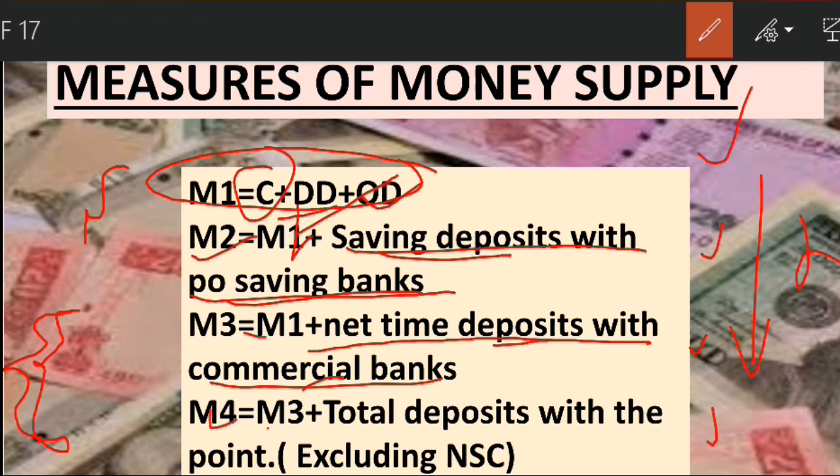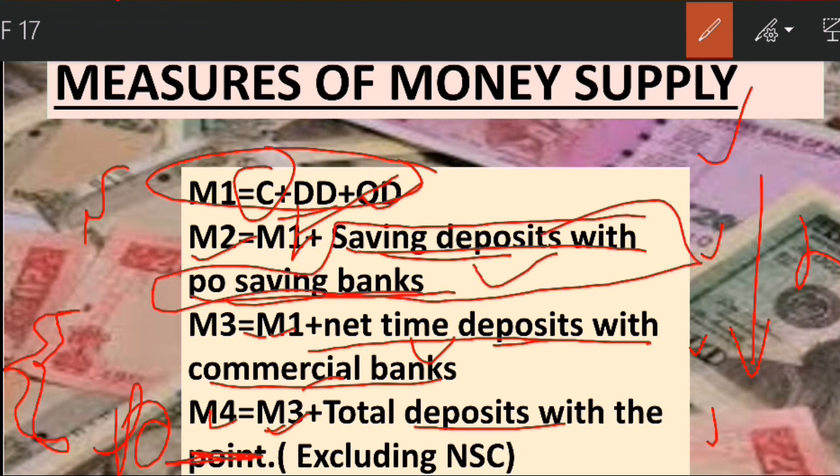Then M4 includes M3, that is M1 plus net time deposit with commercial bank, plus total deposit with post office. It is printed wrongly here, it is post office, right? With post office excluding National Savings Certificate. So whatever deposits are there with post office, excluding National Savings Certificate, all those things are included in M4.